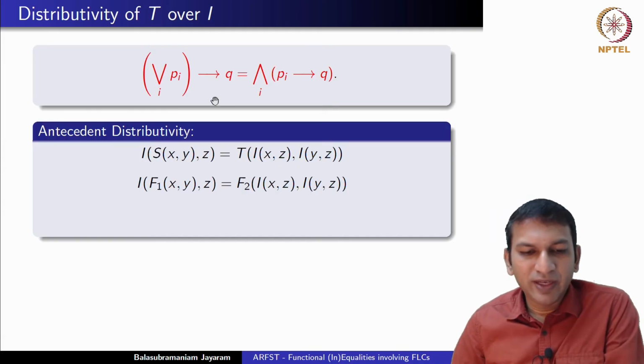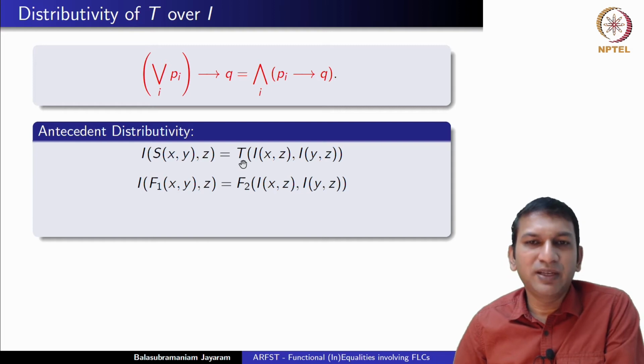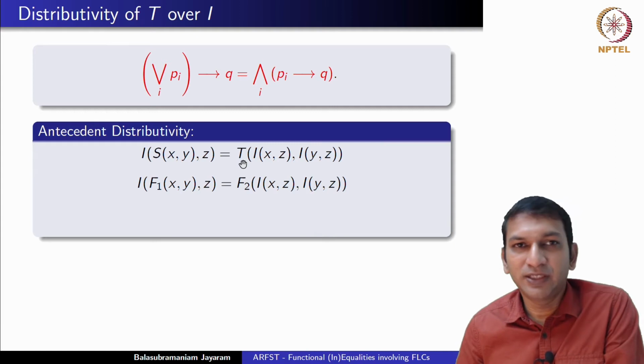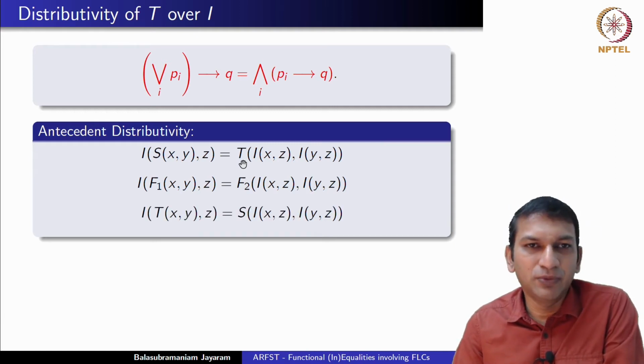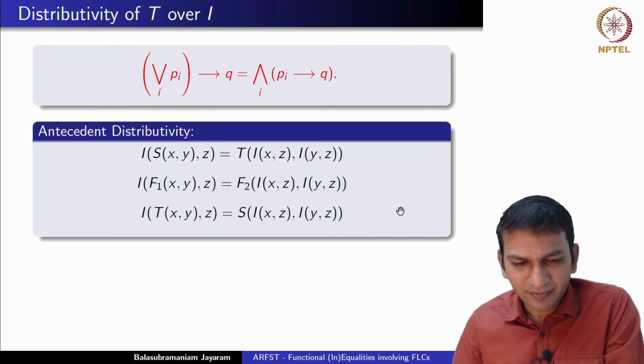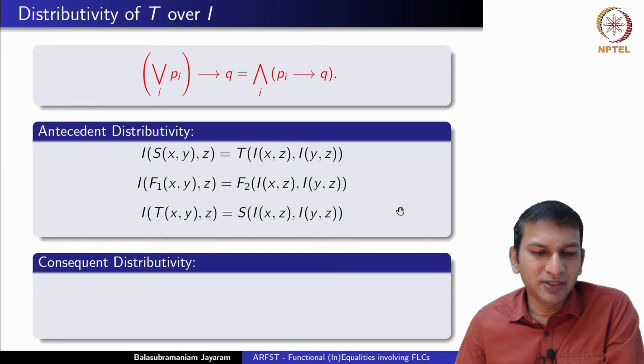So that is why, when we take S here, it automatically translates it as fixing the right hand side operation f2 as T. Similarly, it can easily be worked out that if you take T here, then it will become a T conorm on the right hand side. Well, this is antecedent distributivity.